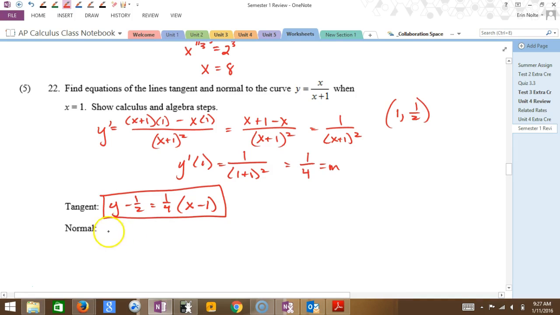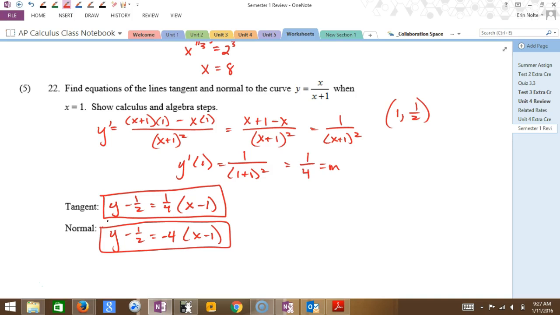So I'm just going to change the slope on that. So -4x minus 1. So normal is just perpendicular. Perpendicular, yep. Perpendicular to the tangent line.